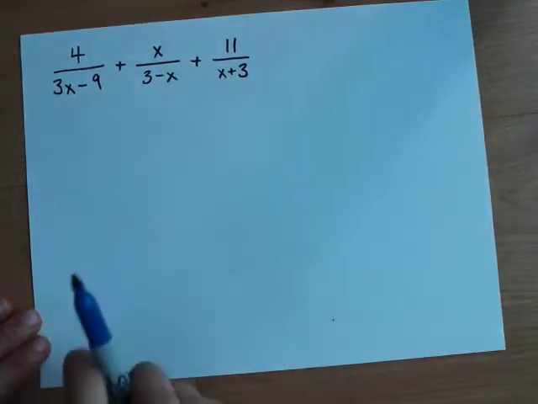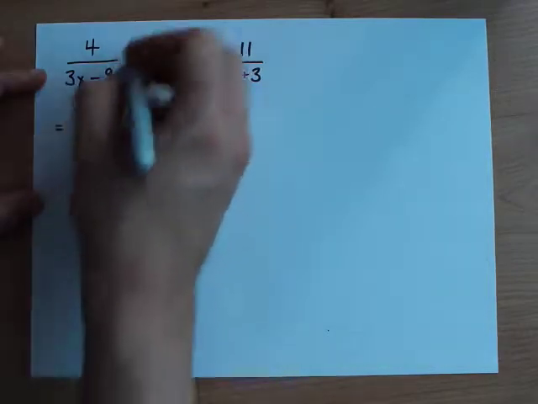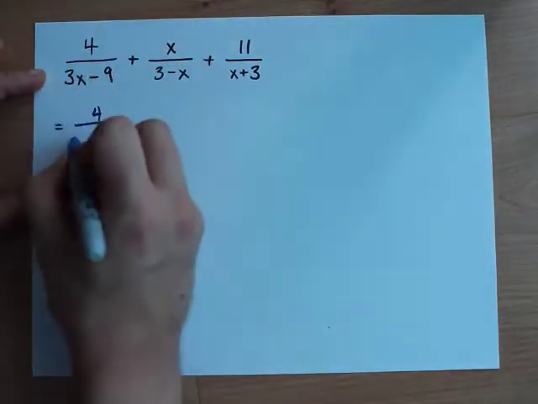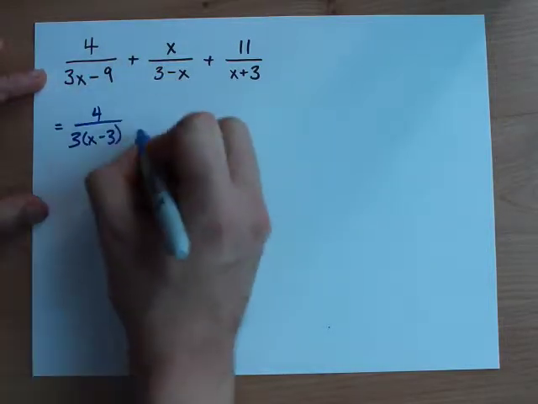Allons-y encore une fois. That's French for let's go again. Factor the top and bottom as much as possible. 4 over 3 times x minus 3, because a common 3 can get pulled out of both of those.